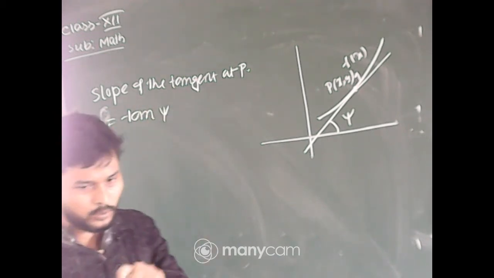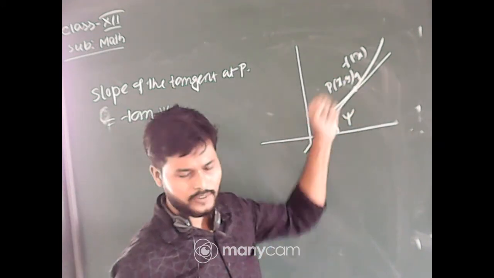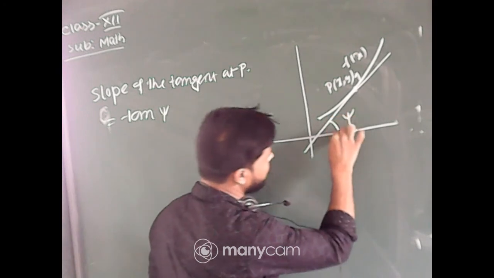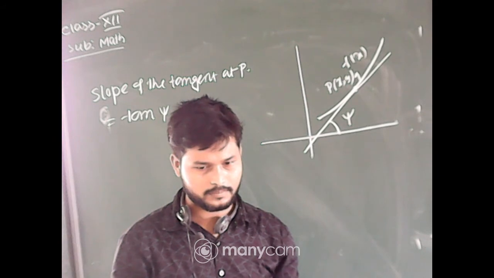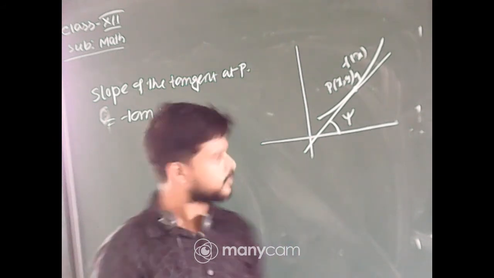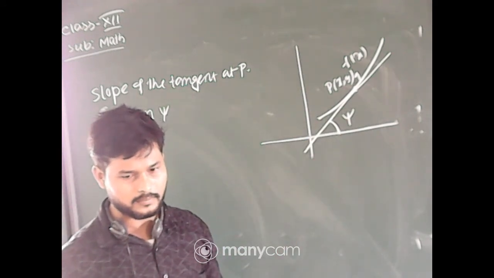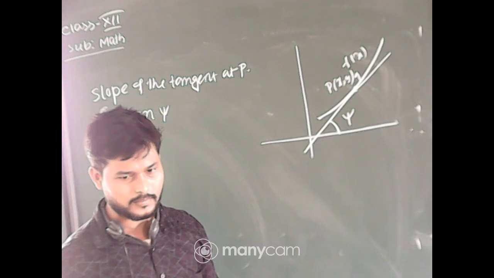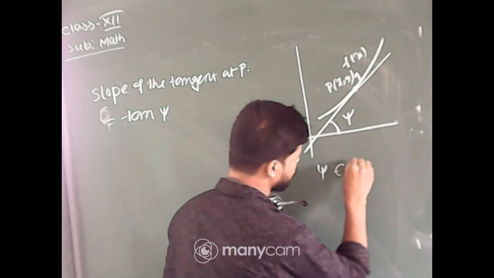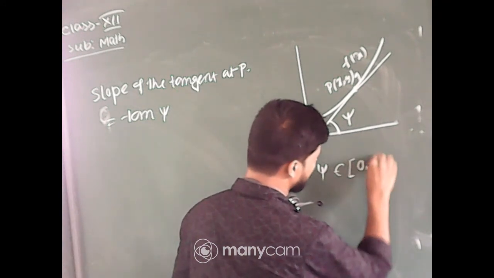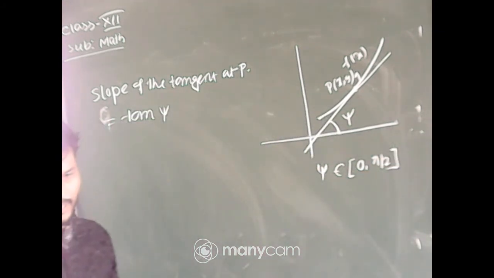And one more question: if the function is an increasing function, what will be the value of psi? Will it be an acute angle or an obtuse angle? Acute angle, very good. So the value of psi actually belongs to 0 to pi by 2. It will belong to 0 to pi by 2.